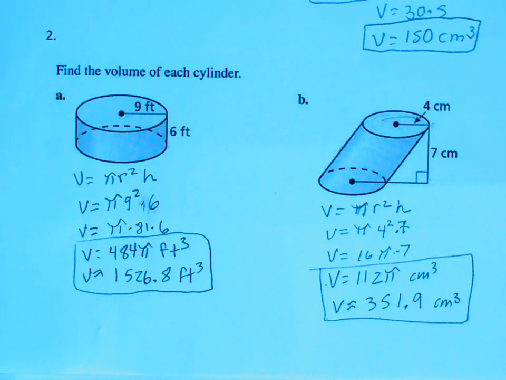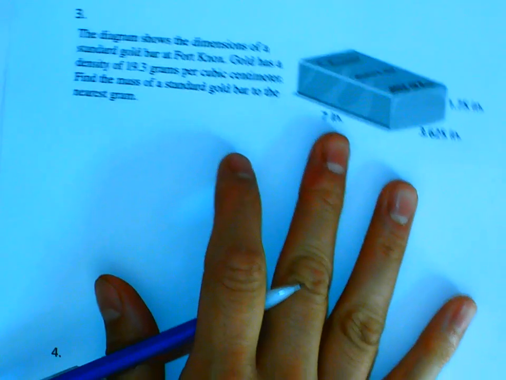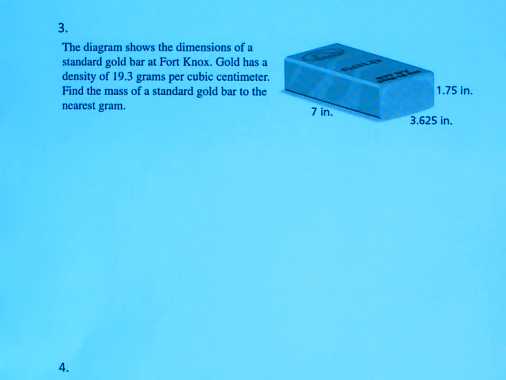Let's look at number 3. In this problem, we're going to be talking about density. So we're going to get into a little bit of science. The diagram shows the dimensions of a standard gold bar of Fort Knox. Gold has a density of 19.3 grams per cubic centimeter. Find the mass of the standard gold bar to the nearest gram.